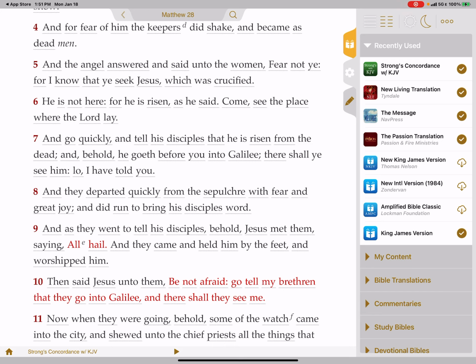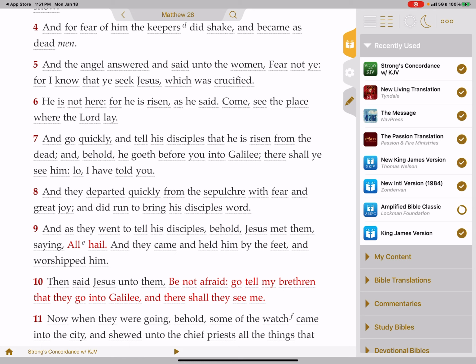And that's one of the things I really like about Tecarta, is the Strong's Concordance with the King James Version. In fact, if I only had that one volume in Tecarta, I would still use it. I really like it that much. Let's look at some of the other offerings in the library.